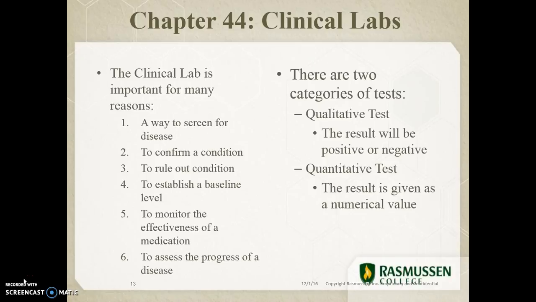And laboratories generally fall into two categories. They're either qualitative or quantitative. Qualitative states that the result is either positive or negative for presence of a specific substance, where quantitative gives a numerical value. So positive, negative could be like a pregnancy test, where quantitative would be like your blood glucose or your hemoglobin levels.